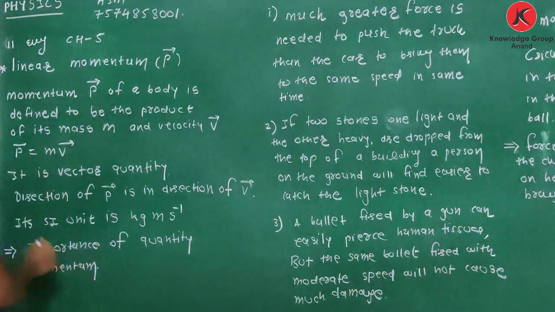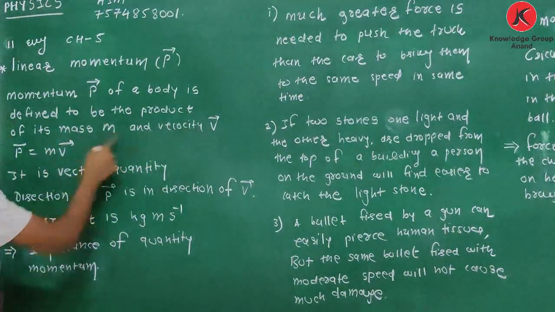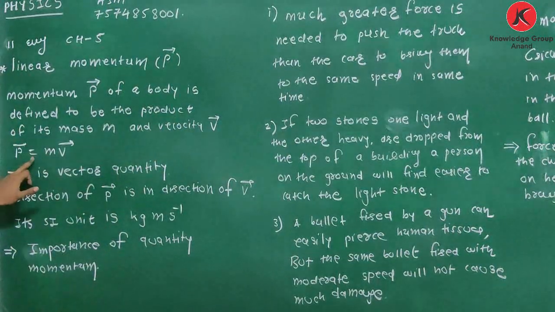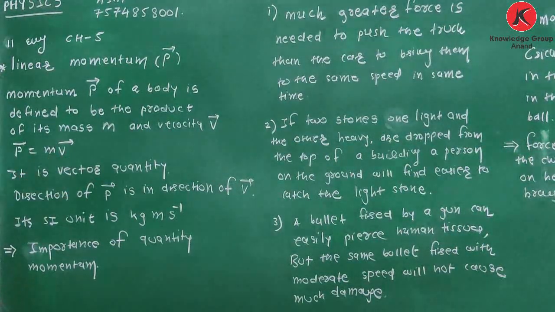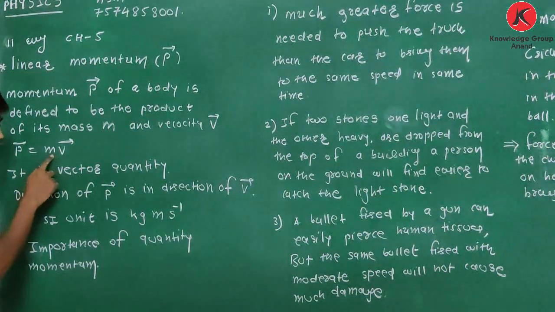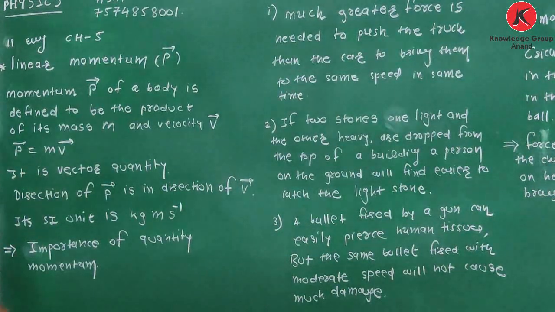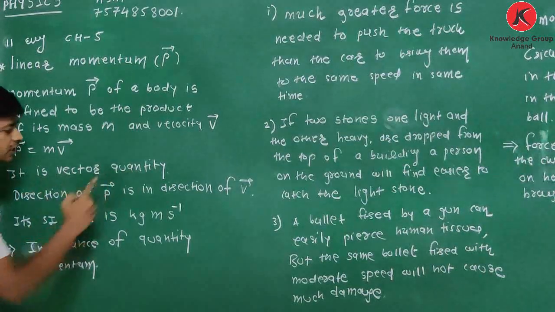Momentum P of a body is defined to be the product of its mass m and velocity v. P is equal to mv. M, mass, is a scalar quantity. V, velocity, is a vector quantity. If you remember chapter 4, the product of a scalar with a vector is also a vector. So P, linear momentum, is a vector quantity.